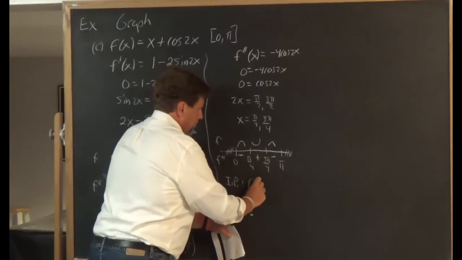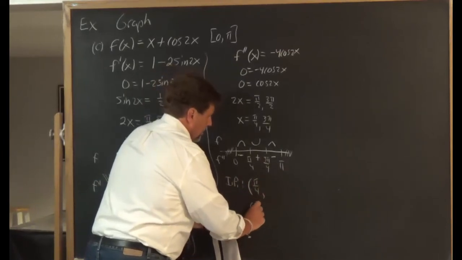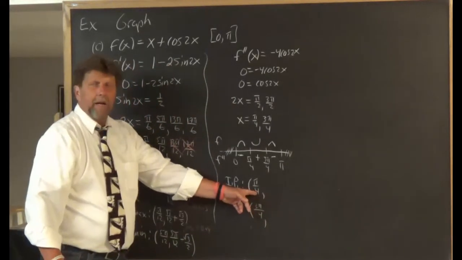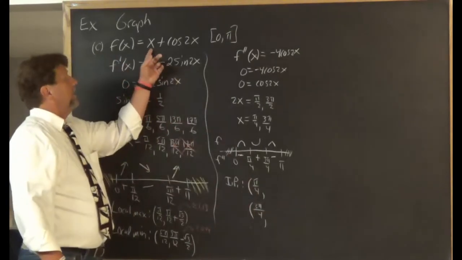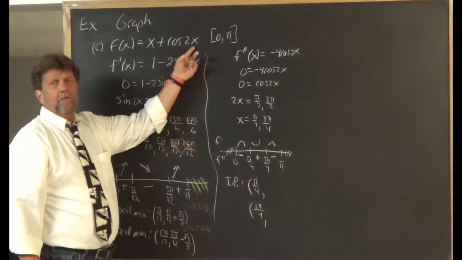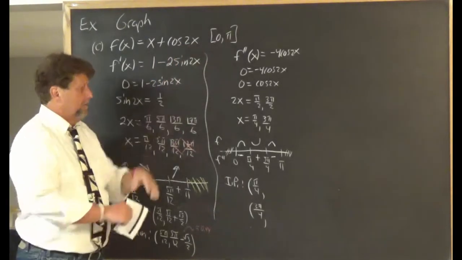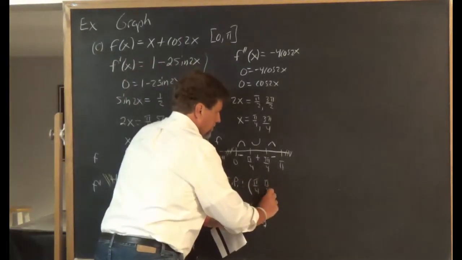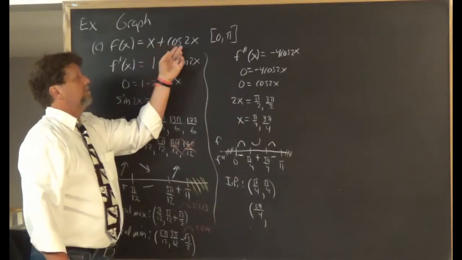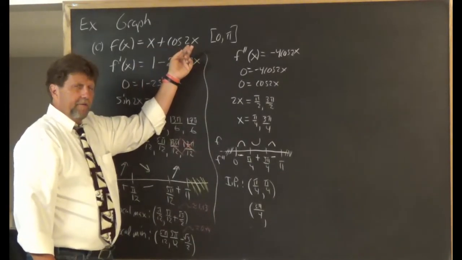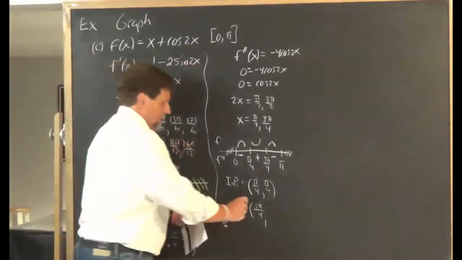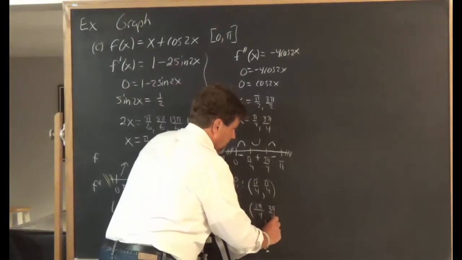So we have an inflection point at pi over 4 as one, and the other one has an x-coordinate of 3 pi over 4. So pi over 4, I've got to put that back into the original function. And we get pi over 4 plus the cosine of pi over 2. Well, cosine of pi over 2 is 0. So the y-coordinate of the inflection point is also pi over 4. Then I put 3 pi over 4 in. I get 3 pi over 4 plus, see, 2 times 3 pi over 4 is 3 pi over 2. The cosine of 3 pi over 2 is 0. So this is kind of freaky.